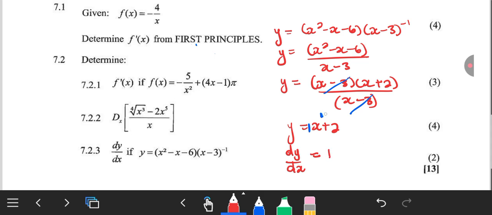You subtract 1 from the exponent, it's 0. So we're just left with what? 1 as our final answer. I'm not going to consider 2 because it's a constant, and as you already know, the derivative of a constant is 0. So 1 is our final answer.